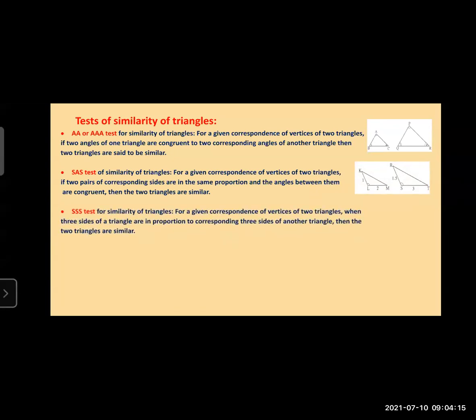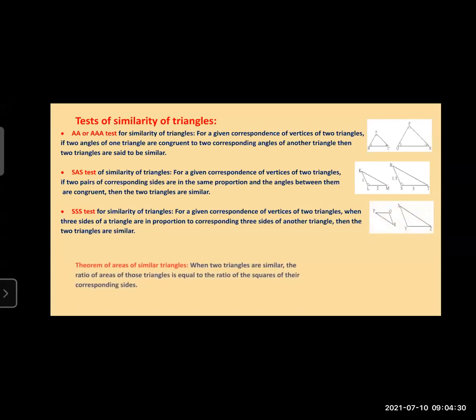And the third one is the SSS test. In this, all three sides are in proportion to the corresponding three sides of another triangle. Then we say that the two triangles are similar. Means in this, all three sides should be in proportion.